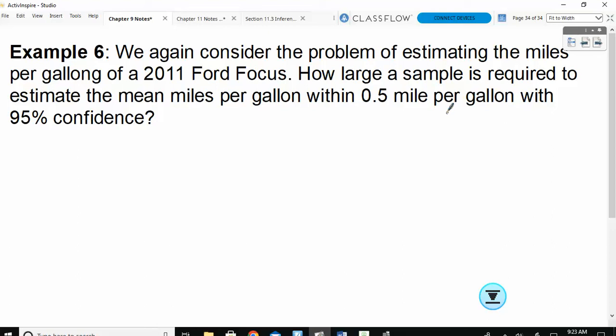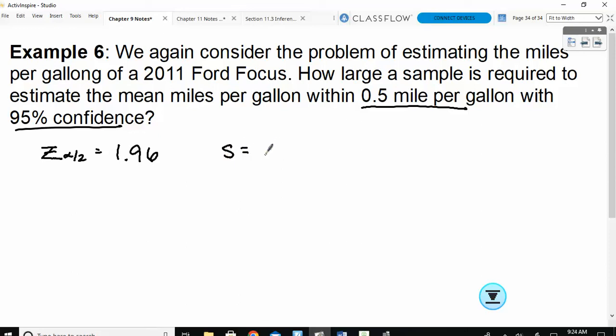So if I want to go back to estimating my mileage on the Ford Focus, how large of a sample would be required to estimate the mean within 0.5 miles per gallon with 95% confidence? So my Z. 95%, is that one of the common ones that it gave us? Yeah, that critical value is given at the bottom of our normal table. It tells us 1.96. We could always look it up inside the table like we did yesterday if needed. So I have my Z.